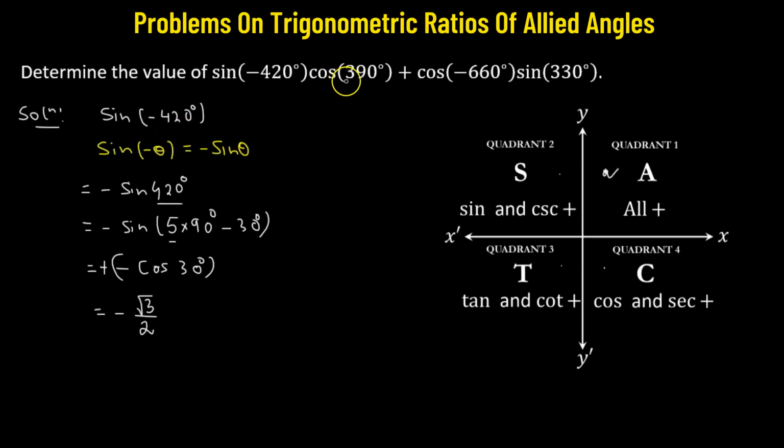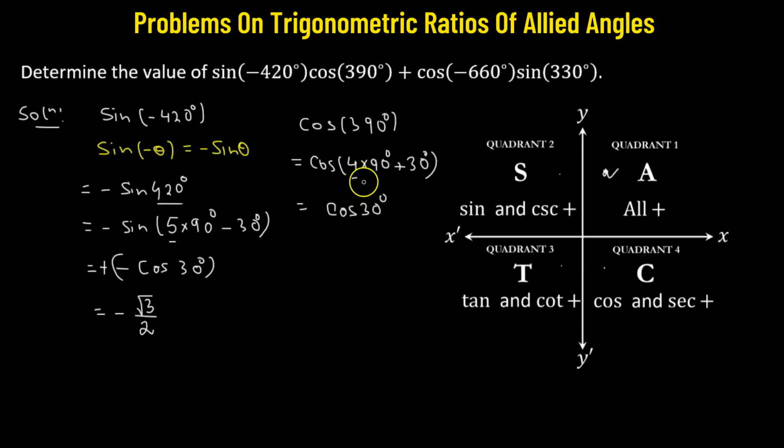Let's find out the value of cosine 390 degrees using the same technique. Now 390 degrees can be broken down as 4 times 90 degrees. So that's 360 degrees. But we are short of 30 degrees, so we're going to add 30 degrees to it. Now we have an even multiple of 90 degrees. Whenever we have an even multiple of 90 degrees, cosine is going to remain as cosine, and we're going to have cosine 30 degrees.